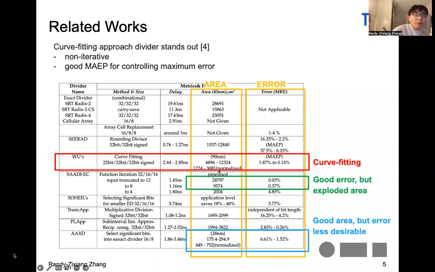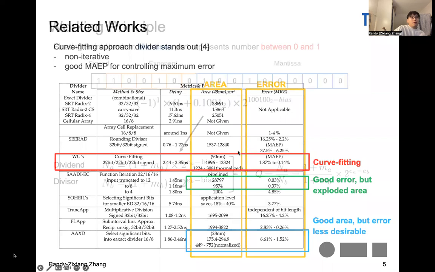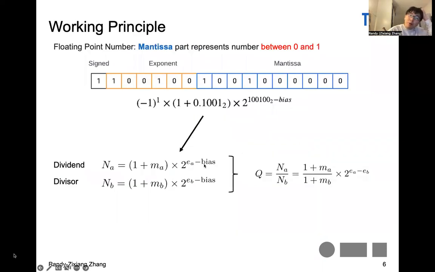And what's labeled as the red box in this table is the curve fitting approach based approximate divider. It gives us a relatively good area and also guarantees a maximum absolute error percentage. This is something we really wish to have. And the working principle of this approximate divider is fairly simple.